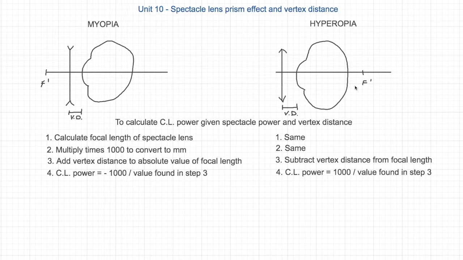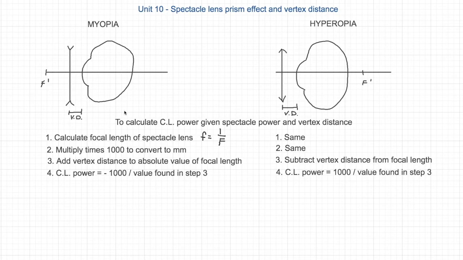So there's a way of calculating the contact lens power given the spectacle lens power and the vertex distance. So we'll start with the minus lens in the myopic eye. You first calculate the focal length of the spectacle lens. The formula is f equals 1 over F in diopters. You get an answer in meters, so you multiply times 1,000 to convert to millimeters. And now you have to add the vertex distance to the absolute value of the focal length. And you do that because the cornea is further away from F prime than the spectacle lens is. And then you convert to the contact lens power by dividing negative 1,000 by what you found in step 3.